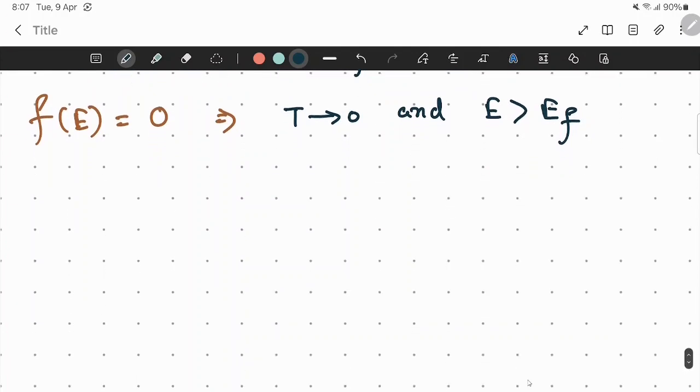But the one interesting case that is important is when E equals EF, and obviously T tends to 0. Then you can check. Now this we must do.